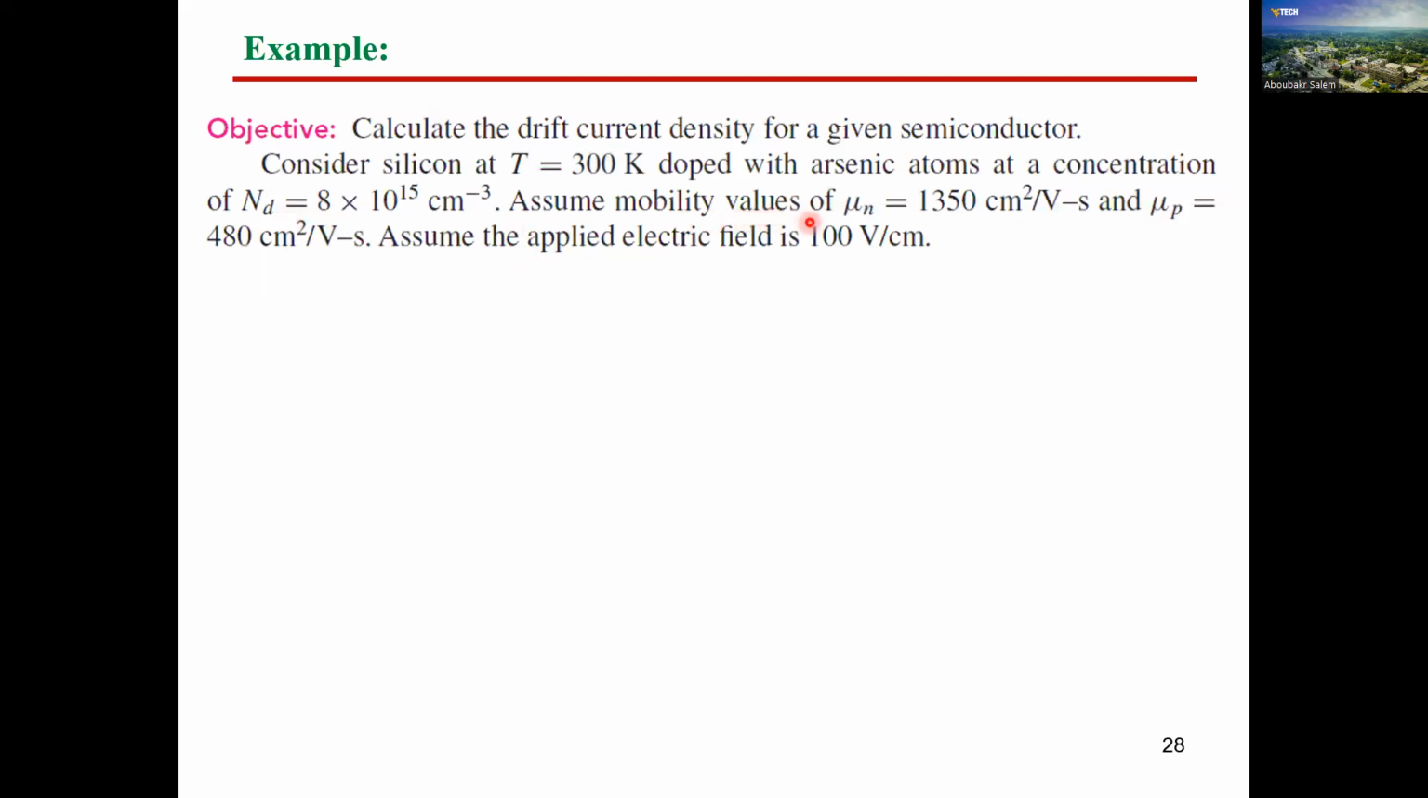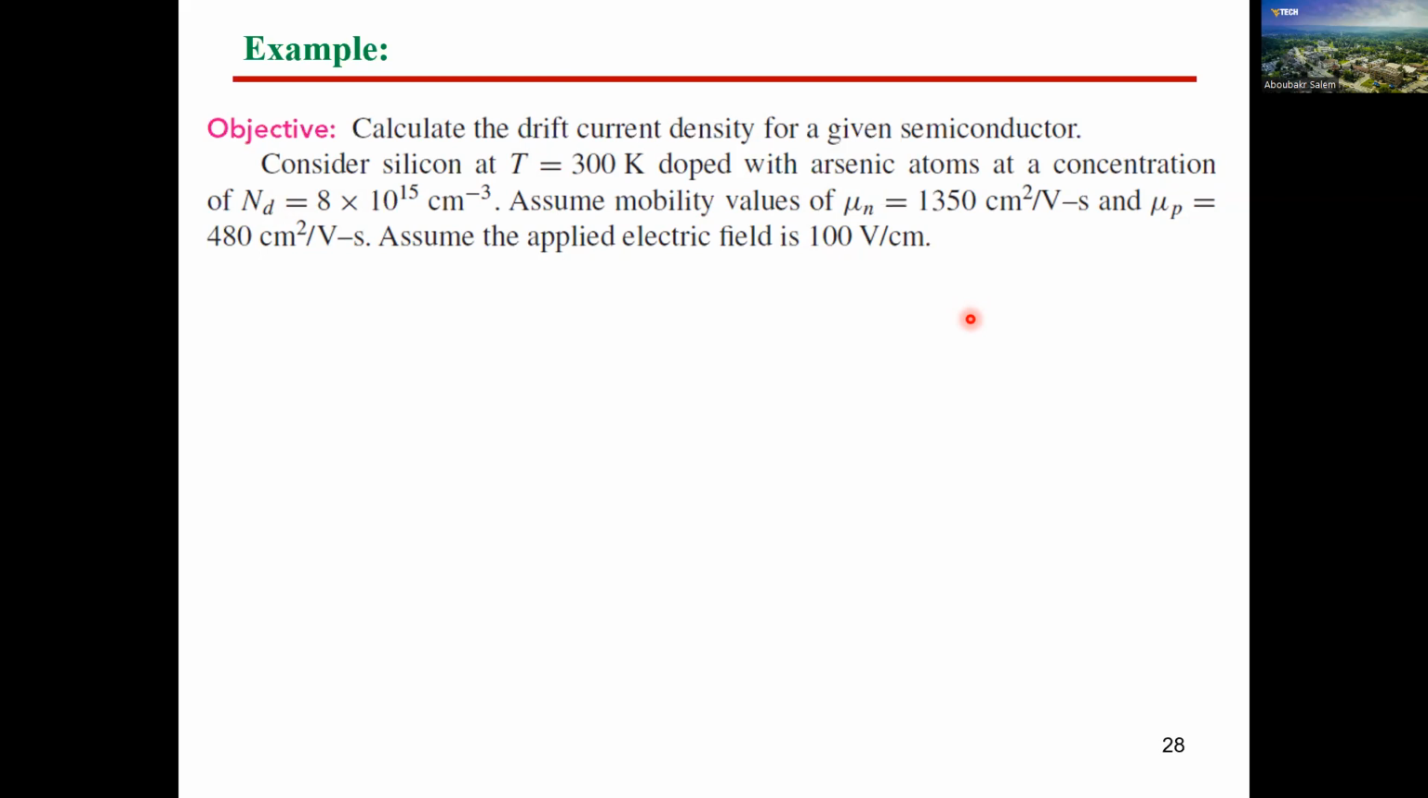Assume the mobility values of mu n equals 1350 centimeter square per volt second and mu p equals 480 centimeter square per volt second. And assume that the applied electric field is given by 100 volt per centimeter. So this is the field we have. We have the electron mobility, the hole mobility, and we need to calculate the current density.